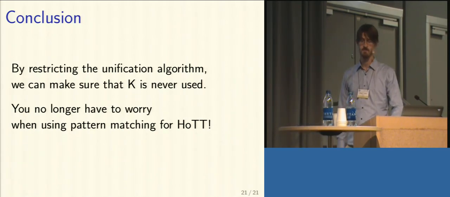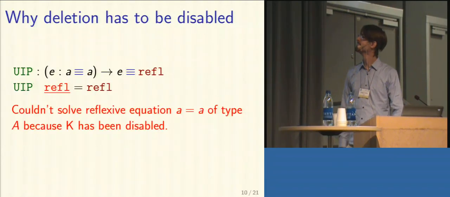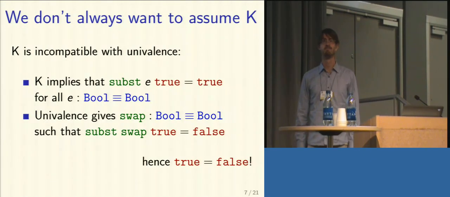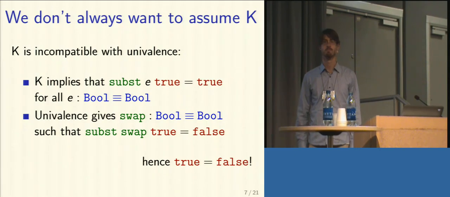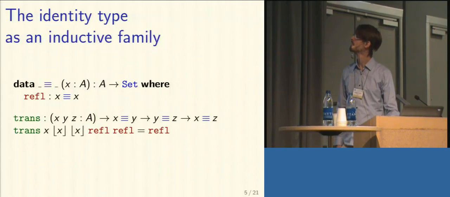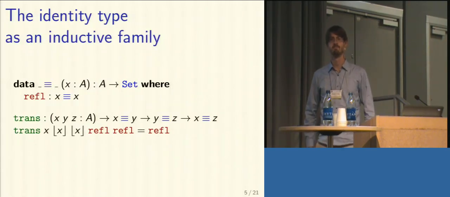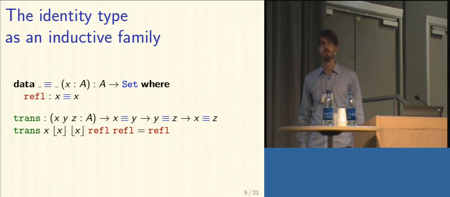Could you go back to the slide where you proved false equals true? Okay, so I believe that proving false equals true is a bad thing. And the way you wanted to fix it was by getting rid of K. But I wondered if there was a different way of fixing it, which is, the way in which you got into trouble was your definition of the triple equals relation. So if you could go back to the inductive definition for that. Yeah, there it is. So this says there's exactly one way to prove two things are equal, which is refl. And the reason that you got into trouble was that you had two ways of proving bool equals bool, one of which was refl and one of which was swap. So maybe the problem is not K, maybe the problem is this definition.